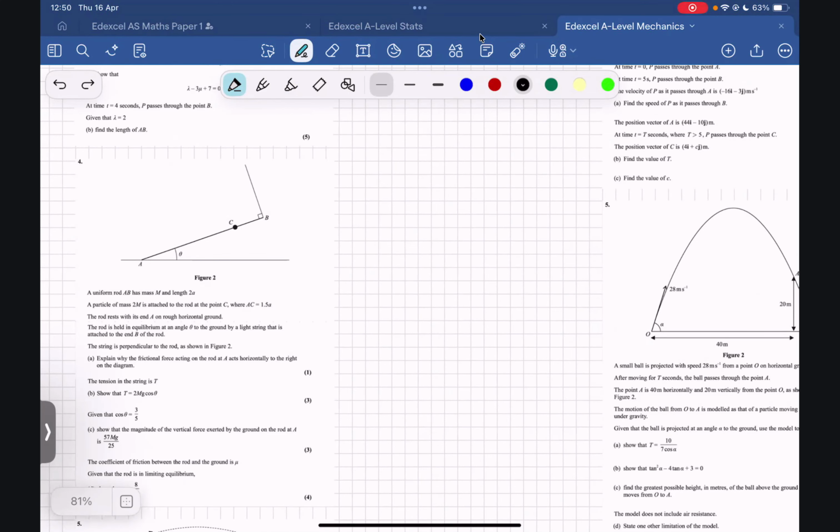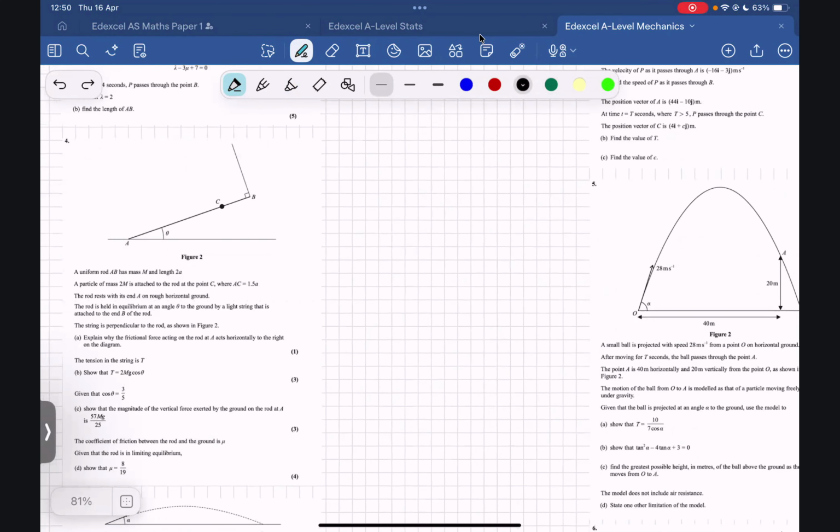Okay, so for this question, I've got the same ramp AB, yeah? So this is important, it's point A. This is important, it's point C. This is important as well, it's point B. And this is important because it's the middle, right? Okay.